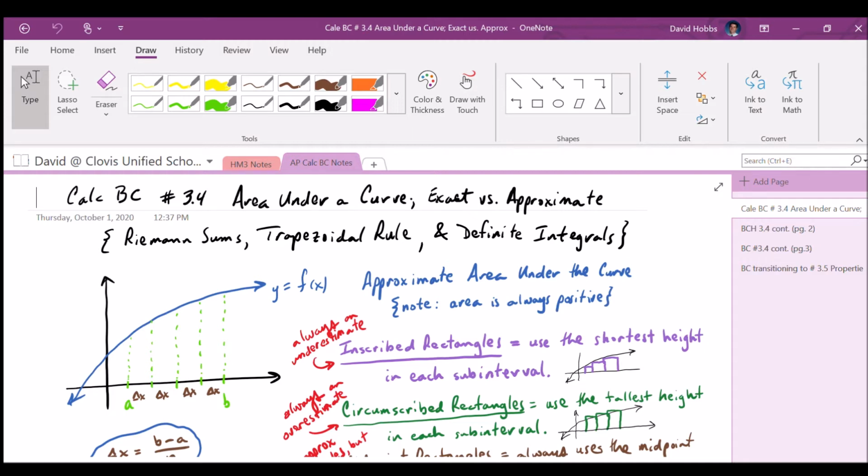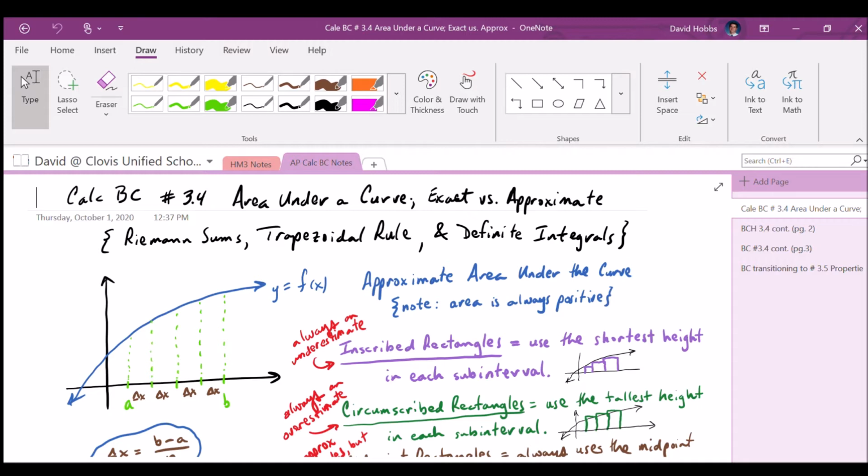So anyway, 3.4 is really dealing with area under the curve, and mostly we're doing approximations here with 3.4, but I am going to talk about how it does become the exact area under the curve. And we're talking about Riemann sums, trapezoidal rule, and definite integrals. First time we're actually talking about definite integrals. Okay, so just starting off real quickly with review stuff for you guys.